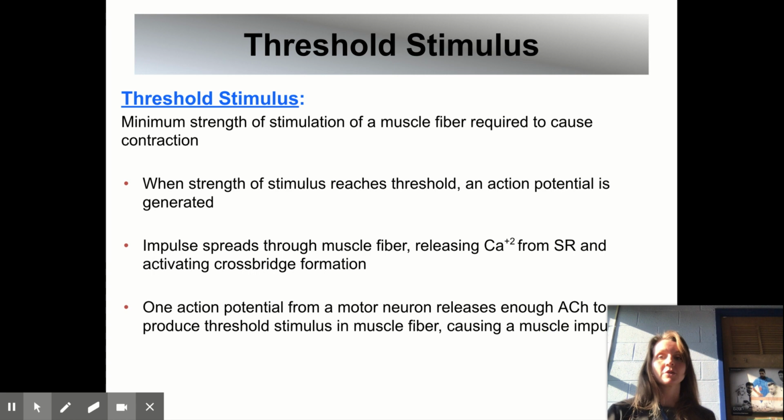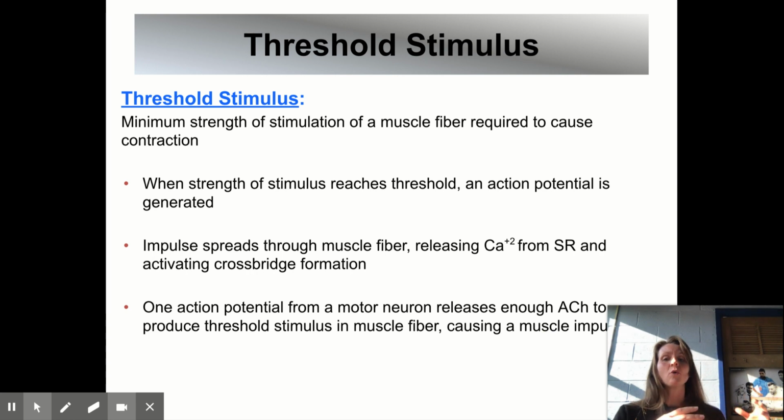In order for the stimulus to make the muscle actually move, it has to hit a threshold, so it's called the threshold stimulus. There's a minimum strength of stimulation that has to happen. When that minimum strength is reached, what happens is what's called an action potential. The action potential generates a response.